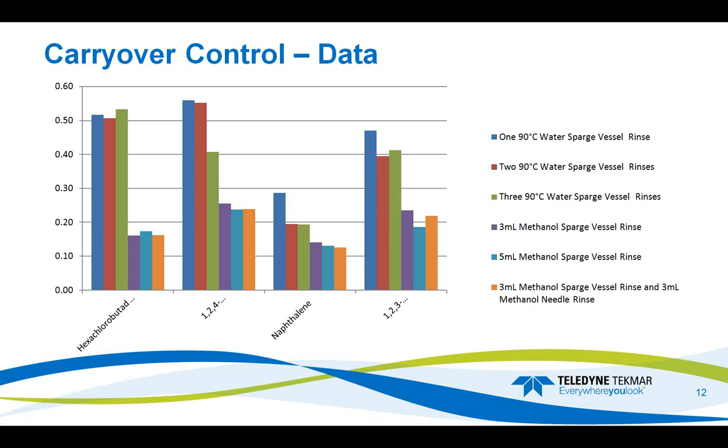Naphthalene is cleaned up pretty well with water. Methanol doesn't improve it quite as much. You can see, again, here's an opportunity for optimization. So we can run 1 methanol, 1 water rinse. Now we've done 2 total bake rinses, and we've gotten much better carryover results than had we done 3 water bake rinses.